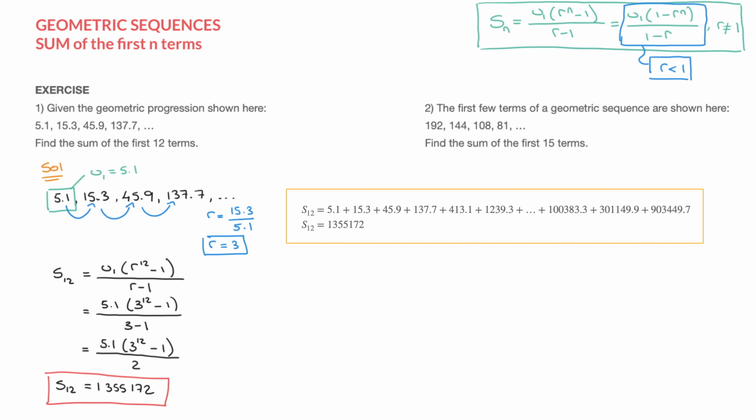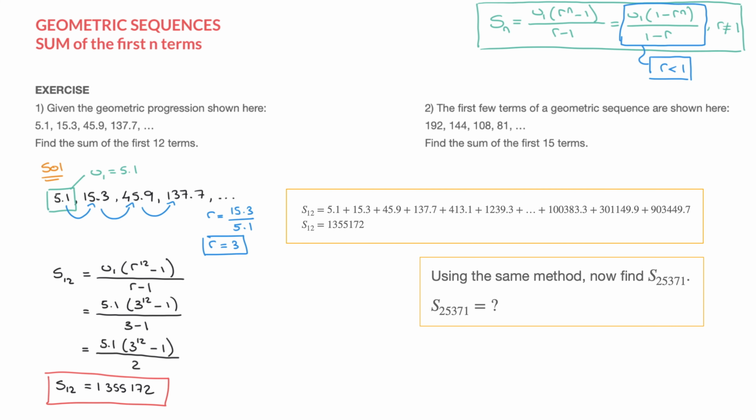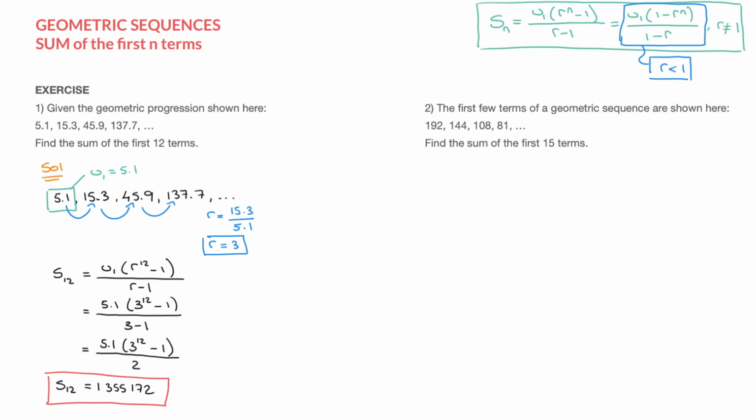The problem is, though, what if I were to ask you for the sum of the first 25,371 terms? Well, I'm sure you'll agree that it wouldn't be practical to find all of those terms in the sequence. Indeed, it would take you forever to find all those terms, and the chances of making a mistake somewhere along the line would be huge. So it's important to know how to use this formula. That being said, I carry on.